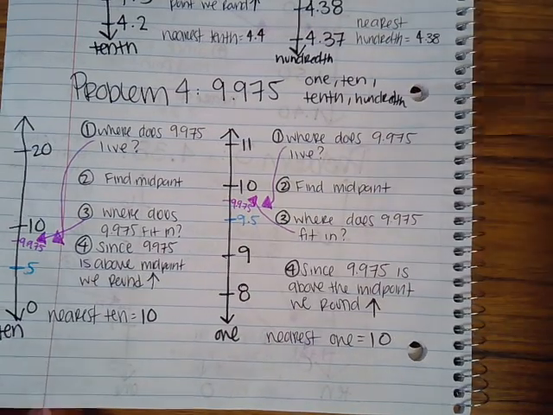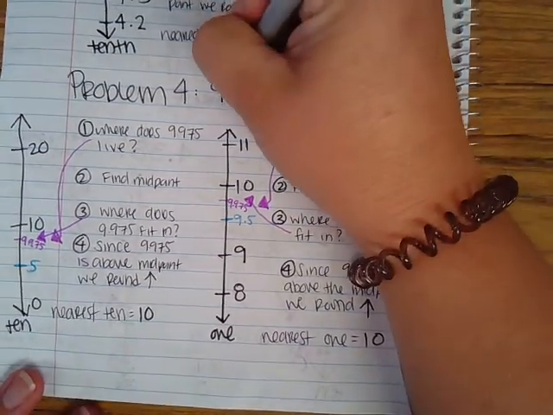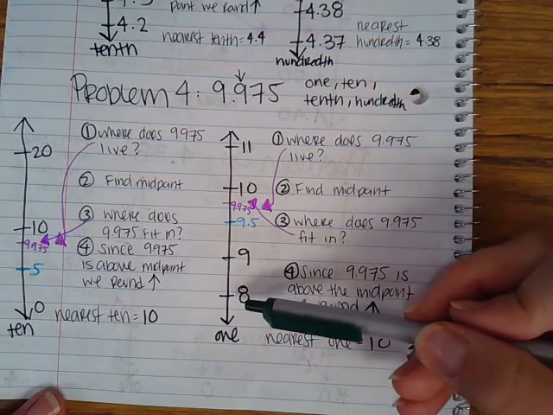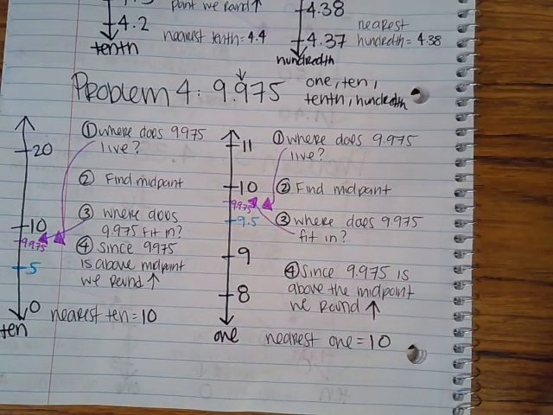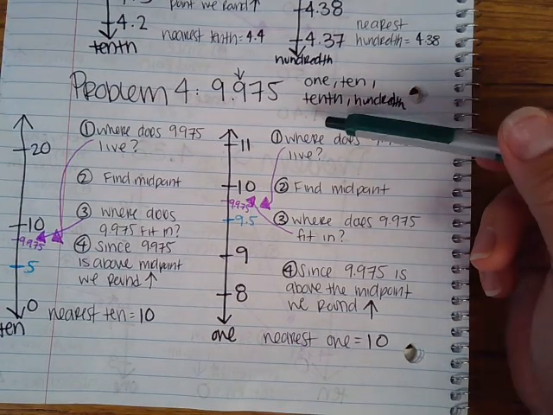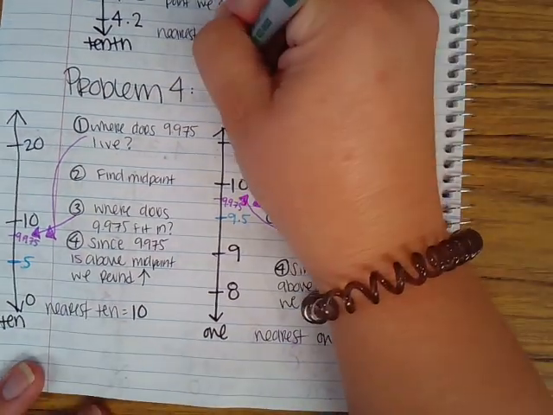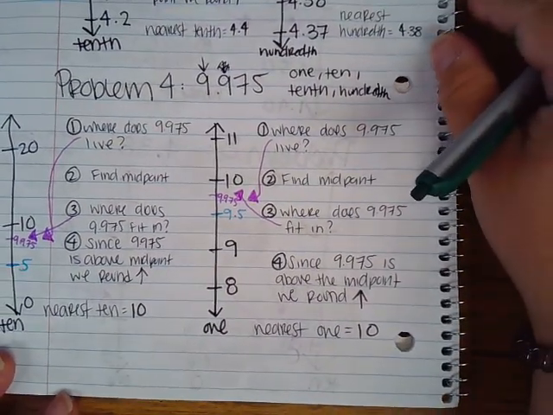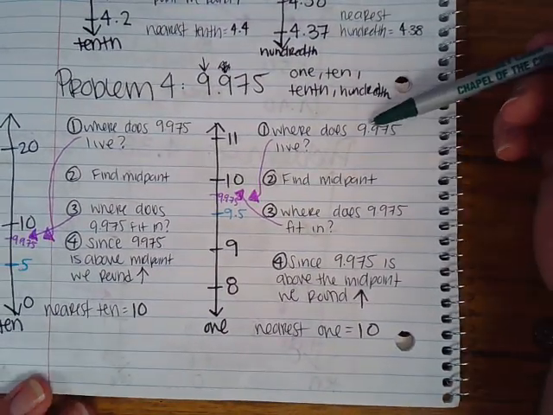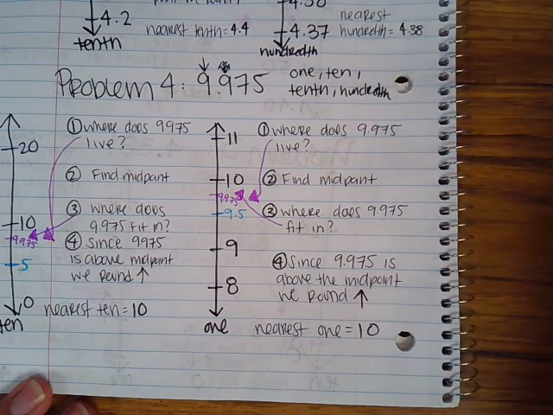All right. So here we'll go. We're going to round to the 1 spot. This is the 1 spot, right? So we're going to start here. Start a number line. 8, 9, 10, 11. Okay? So, oh, I'm sorry. That is not the 1 spot. This is the 1 spot. Okay. So, where does 9.975 live?